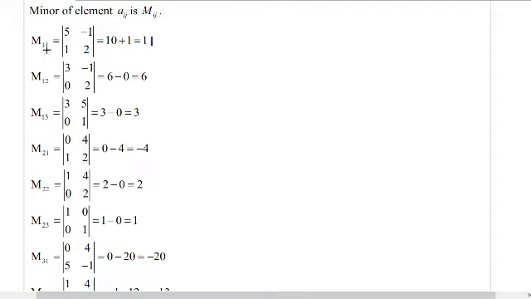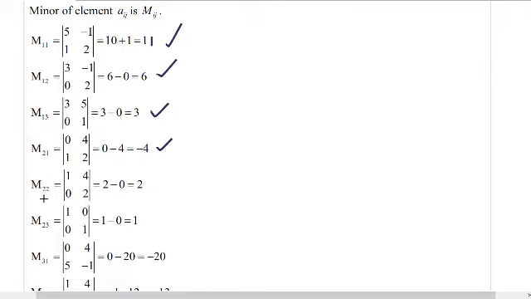So 1 plus 1 is 2, even, this means cofactor will be same, no change in sign. 1 plus 2, 3, odd, it means cofactor will be minus 6. M13, 1 plus 3 is 4, even, it means no change in sign, cofactor will be 3. 2 plus 1, 3, odd, odd means signs we have to change. So in place of minus 4, we'll put plus 4.